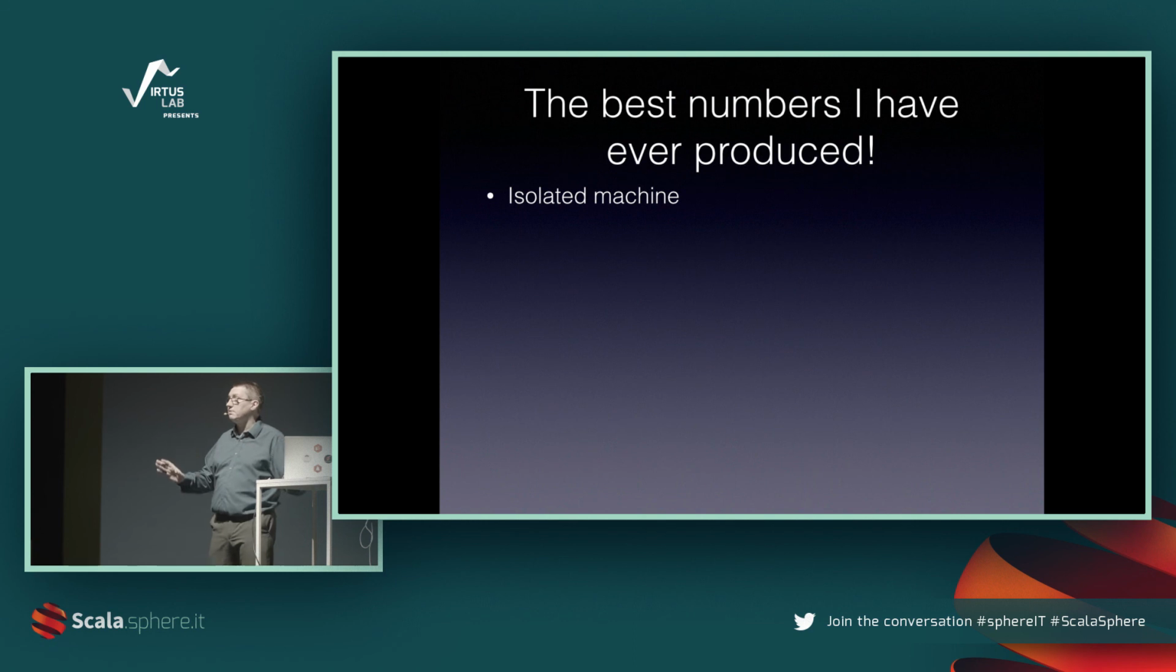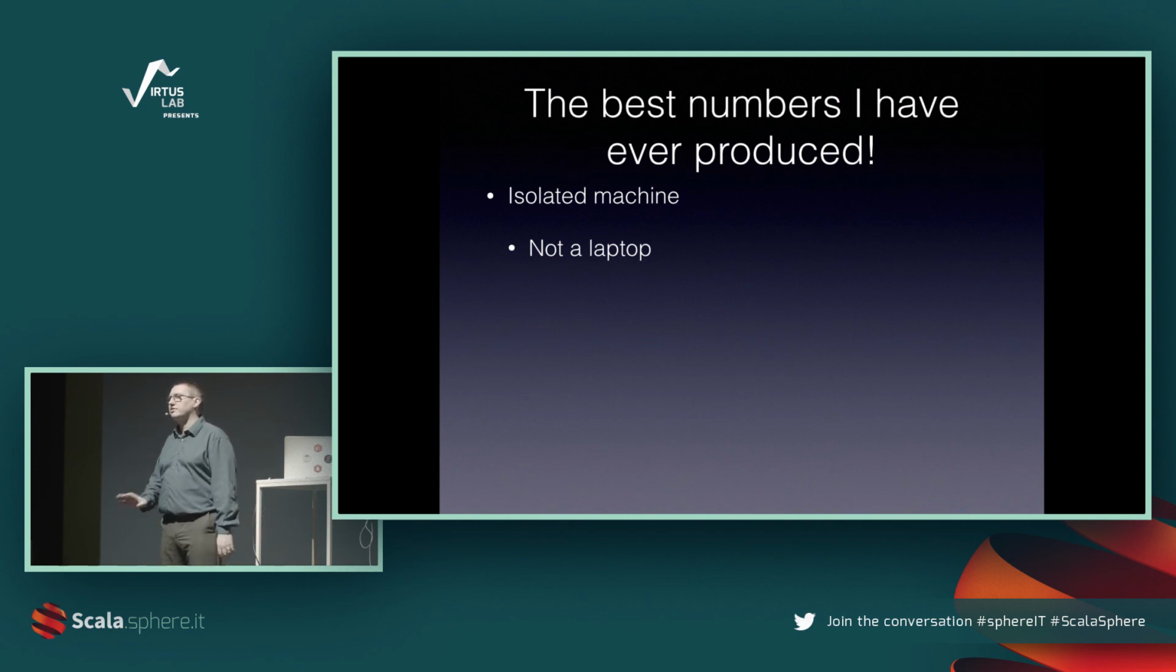The first one is you need to be running on an isolated machine. Nothing else running, preferably Linux, by the way. And not a laptop. Mobile processors do a bunch of stuff to stop your machine cooking, to save battery. They will downgrade the CPU cycles. They do all sorts of things to try and help you use your laptop. But I found running a benchmark on a laptop is never as consistent as running it on a dedicated machine.